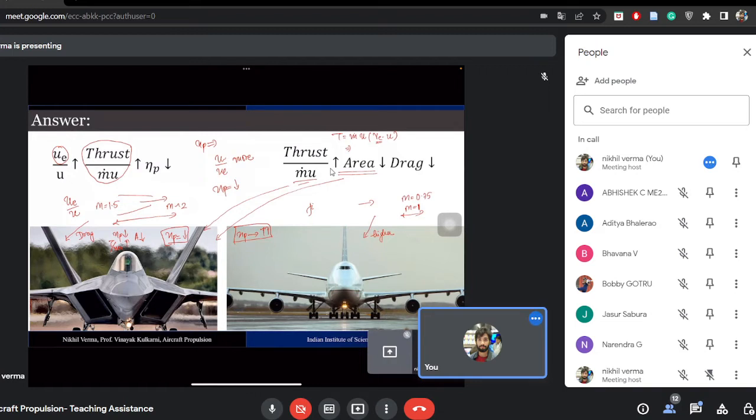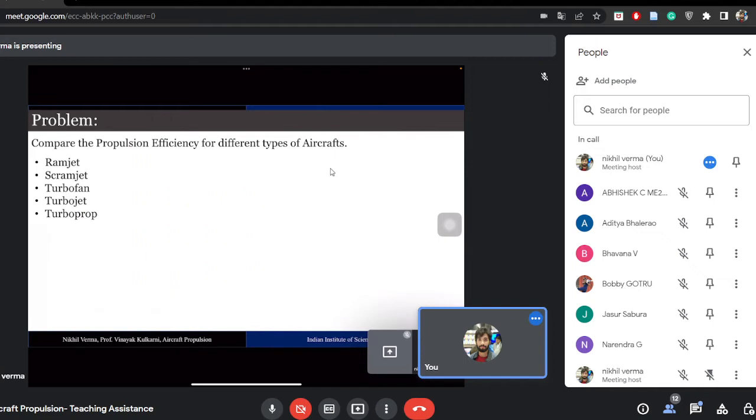Whereas in this case, the thrust per m dot is lower. The propulsion efficiency is higher, and the area is also higher in this case. So this is the answer for this question. Let us solve another question: compare the propulsion efficiency for different types of aircraft.